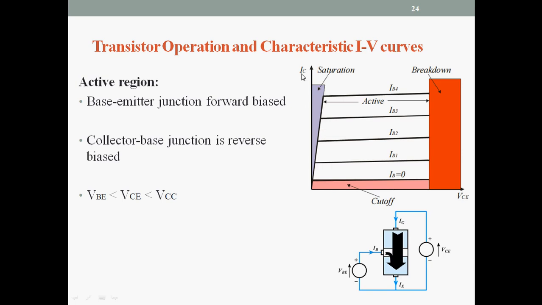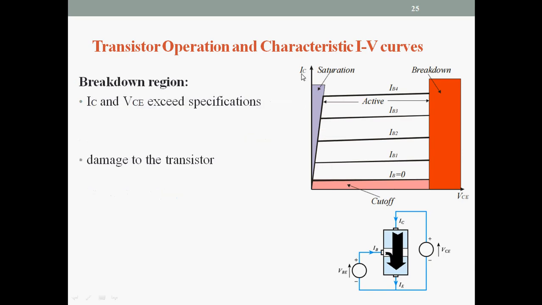IC. And the fourth region is the breakdown region. When the collector current IC and the collector to emitter voltage VCE exceed their specification, it will cause damage to the transistor, and this is called the breakdown region.